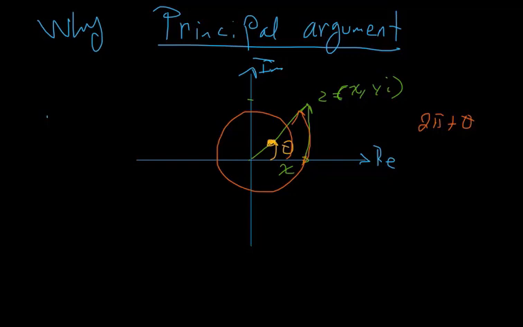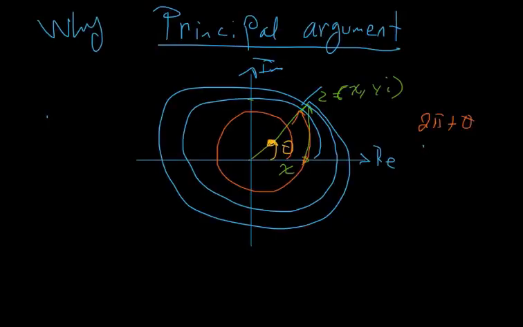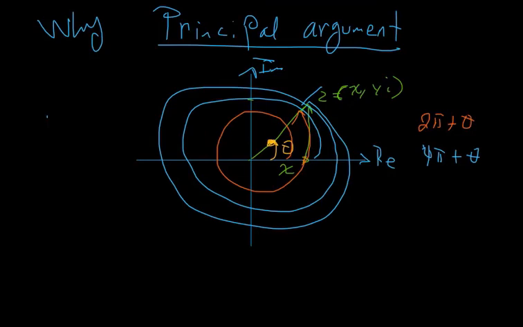The second one, maybe I'm going to start from this one. I'm going to go around twice and reach here. This is another one, where I just doubled it: 4 pi plus theta. These are all coterminal angles. They have the same terminal side. But I also have another way to reach here.